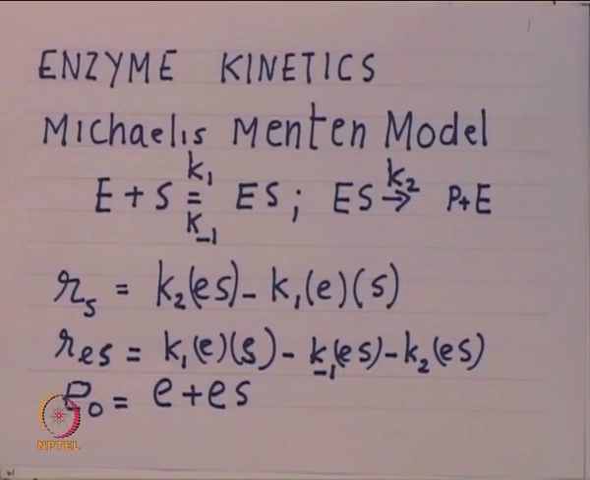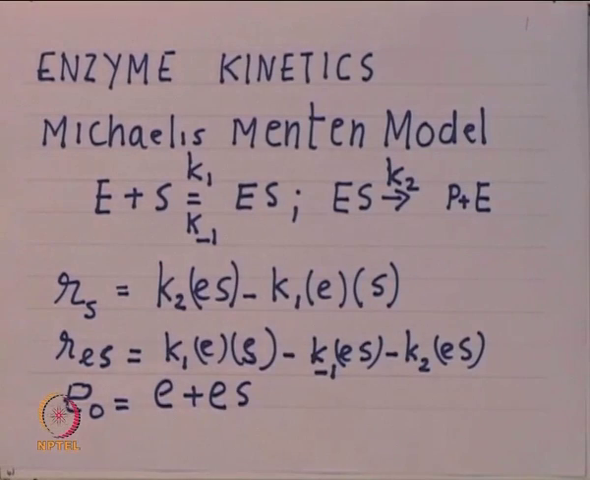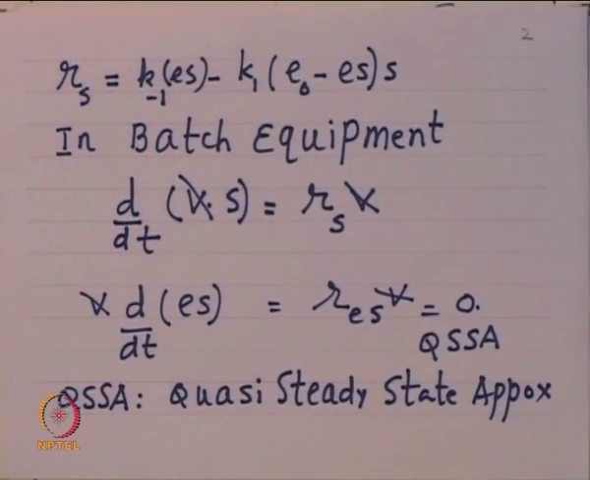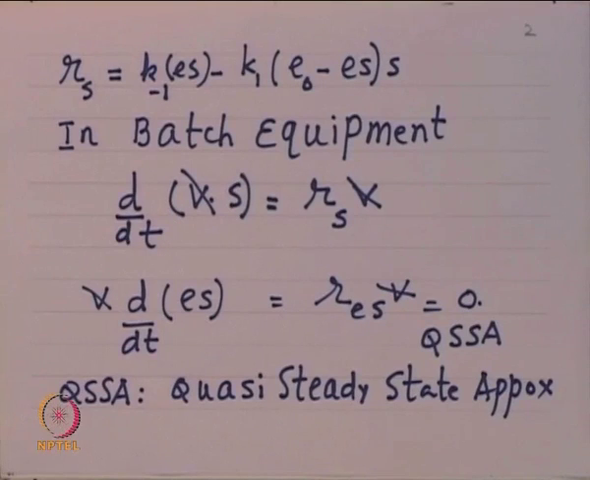So, Michaelis Menten, this model E plus S giving ES and ES going to products P plus E, it is a very celebrated model from the early 1900s and it gives us a relationship of these forms of which we have spoken already. The most important thing in enzyme kinetics is that the complexes are assumed to be stationary.